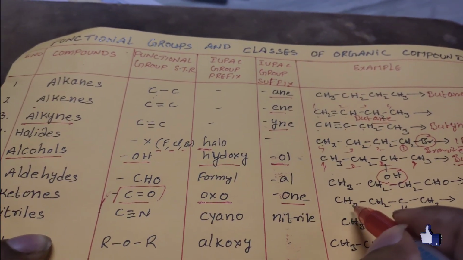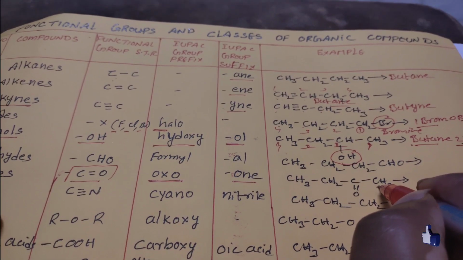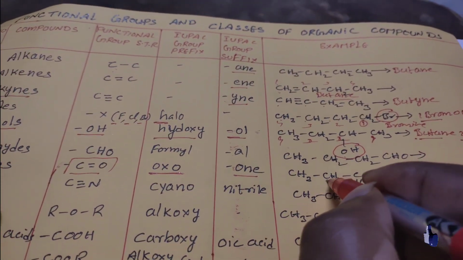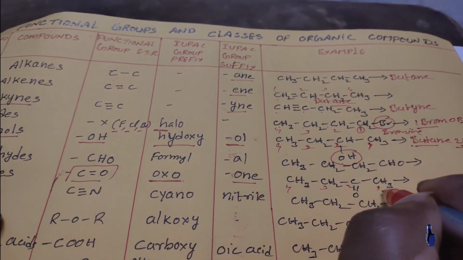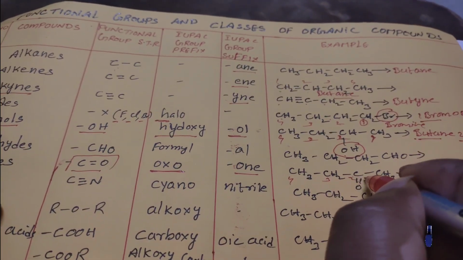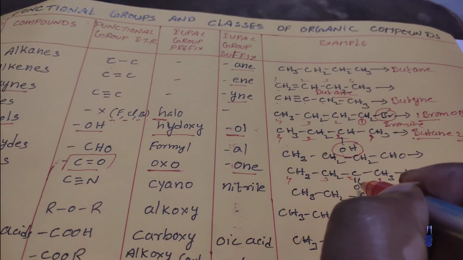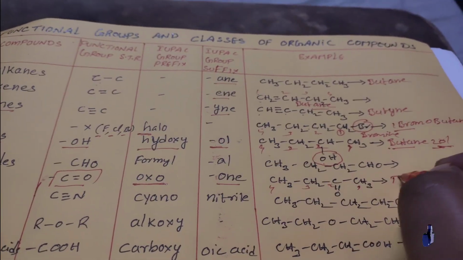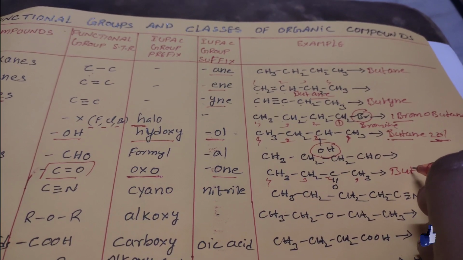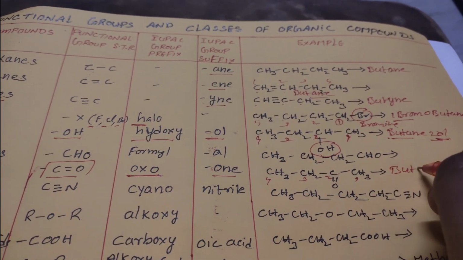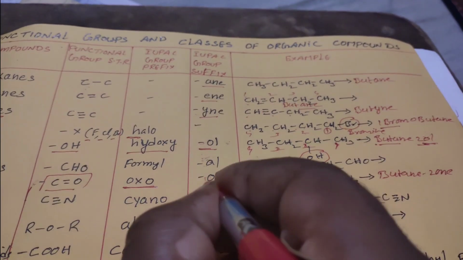For example, here they have 4 carbons in the given structure, and I am giving the numbering 1 2 3 4. In the second position they have a carbon with a double bonded oxygen. So the root word is but, and at the second position they have the double bond, so the name is butane-2-one, a ketone.